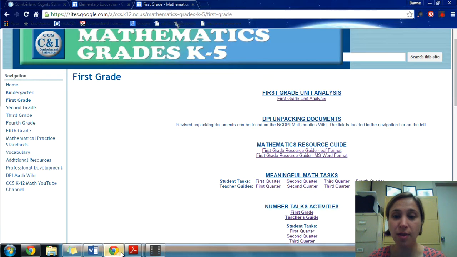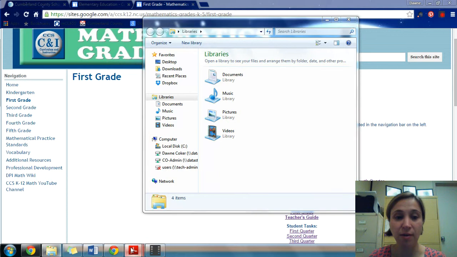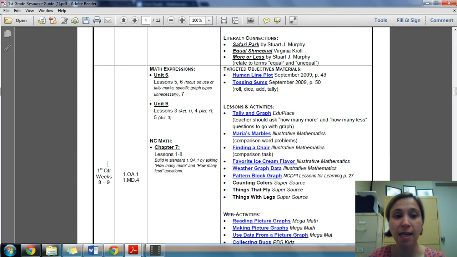The last document that you need to make sure that you're accessing is the Cumberland County Math Resource Guide. Again, I have a copy of this right here. This guide is broken down the same way that our unit analysis is broken down. So for weeks 8 through 9 of first quarter, here are all of the resources that we have found that are totally aligned to the standards for that quarter.